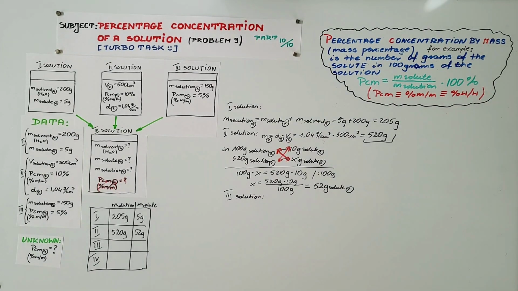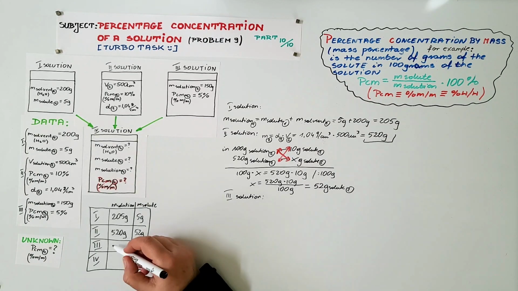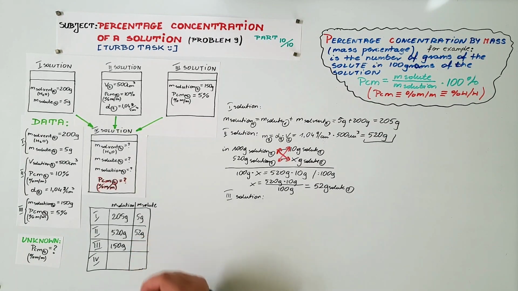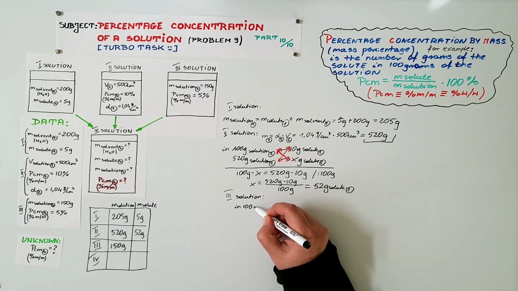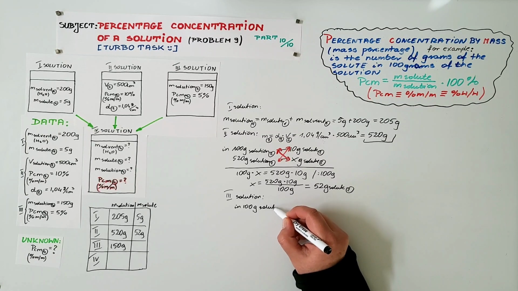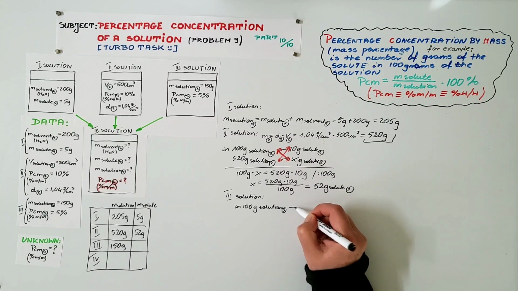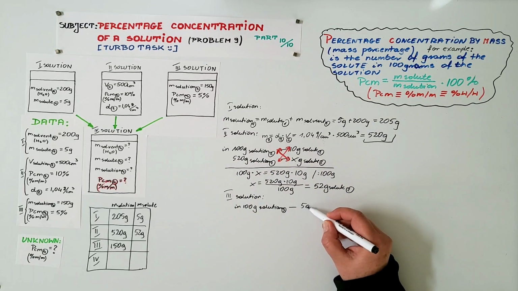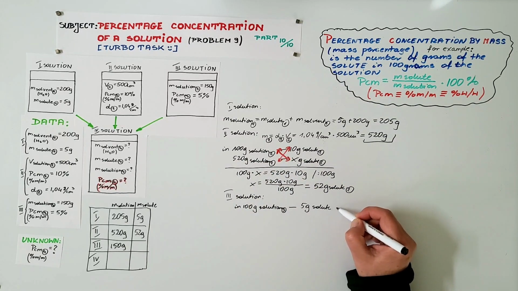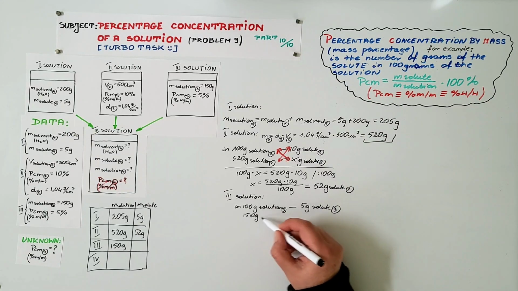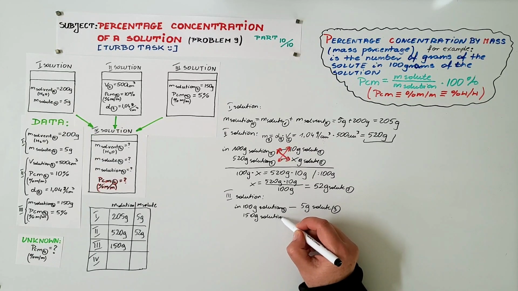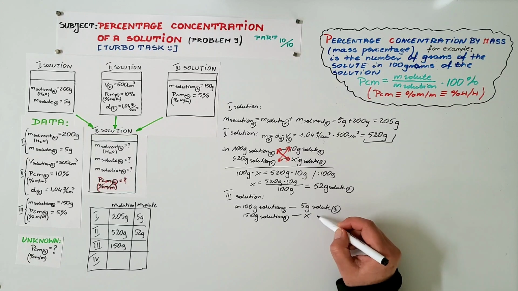So we know the mass of this solution, solution number 3, equals 150 grams. We need to calculate the mass of solute 3. So in 100 grams of solution 3, there is 5 grams of solute. So in 150 grams of solution 3, there is X grams of solute.